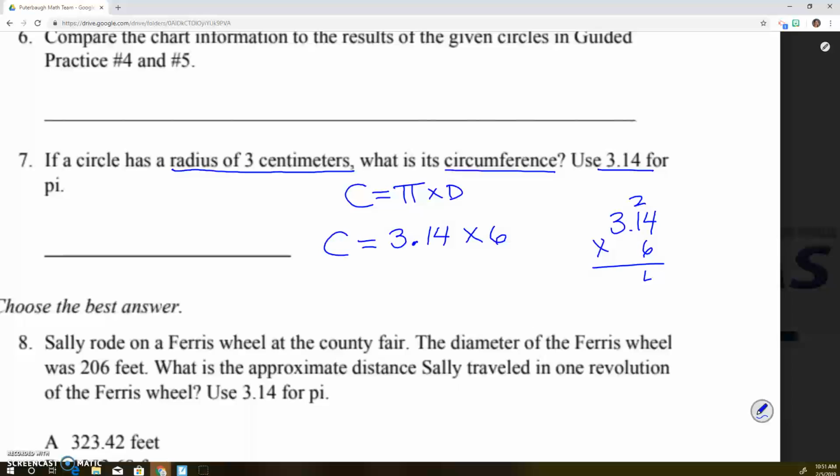So all I had to do was 3.14 times 6. 6 times 4 is 24. 6 times 1 is 6, plus 2 is 8. 6 times 3 is 18. How many numbers are behind the decimal? So I need 2 numbers behind my decimal in my answer. So it's 18.84 what? Centimeters.